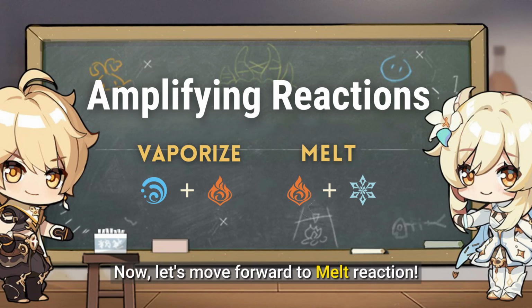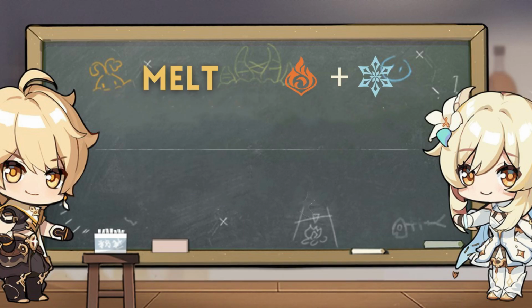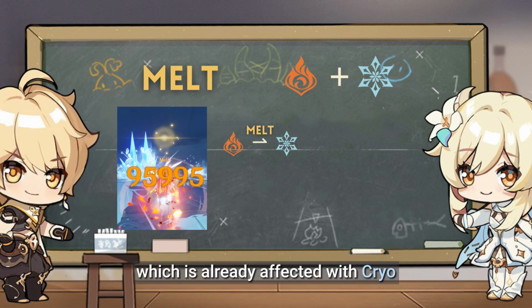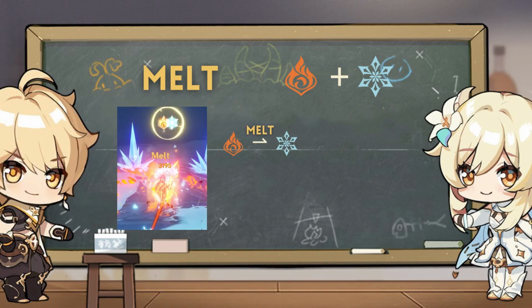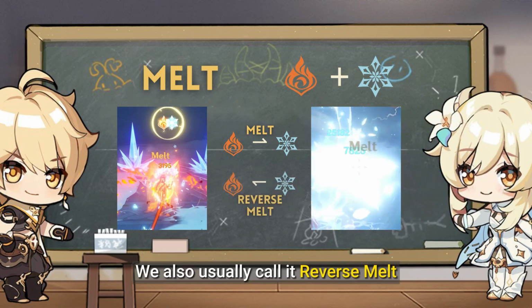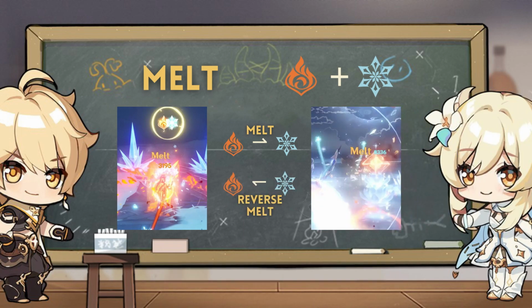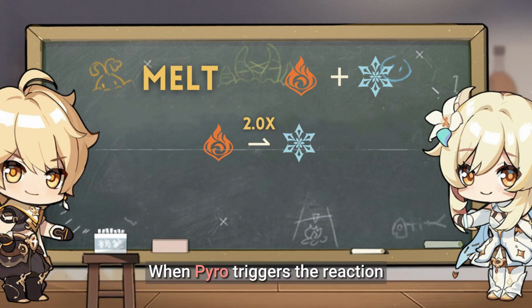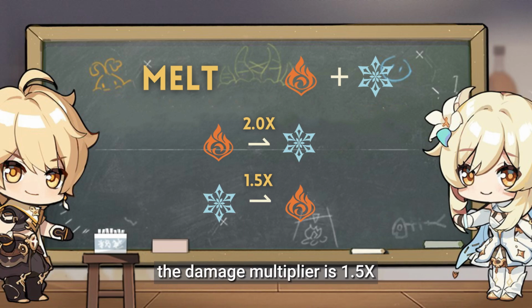Now, let's move forward to Melt reaction. Melt, similar to Vaporize, is triggered when pyro element is applied to a target which is already affected with cryo, and vice versa. We also usually call it Reverse Melt. The damage increase depends on which element triggers the reaction as well. When pyro triggers the reaction, the damage is multiplied by 2x. When cryo triggers the reaction, the damage multiplier is 1.5x.